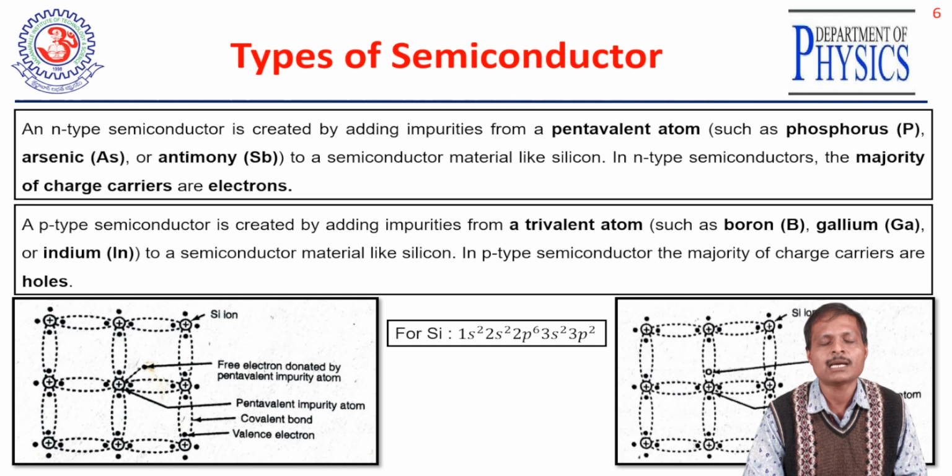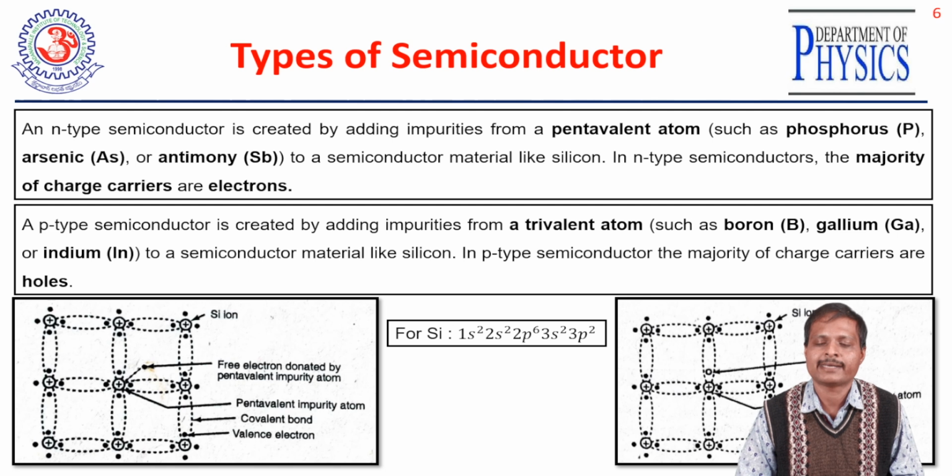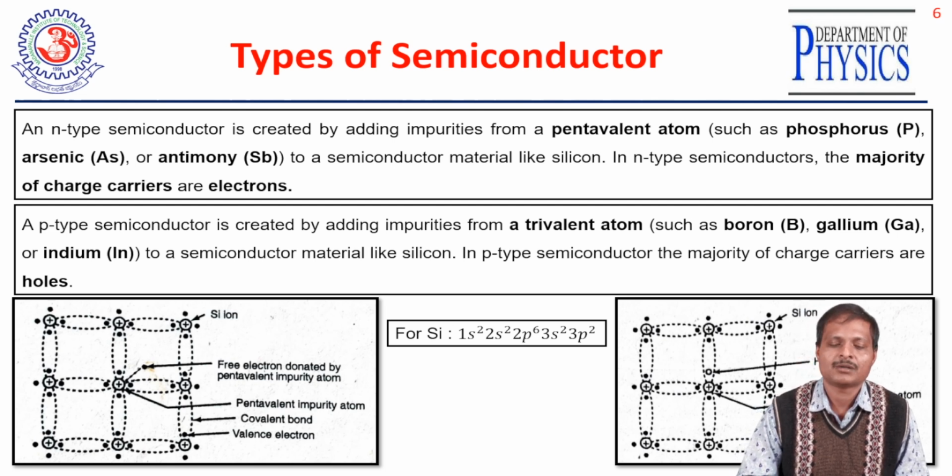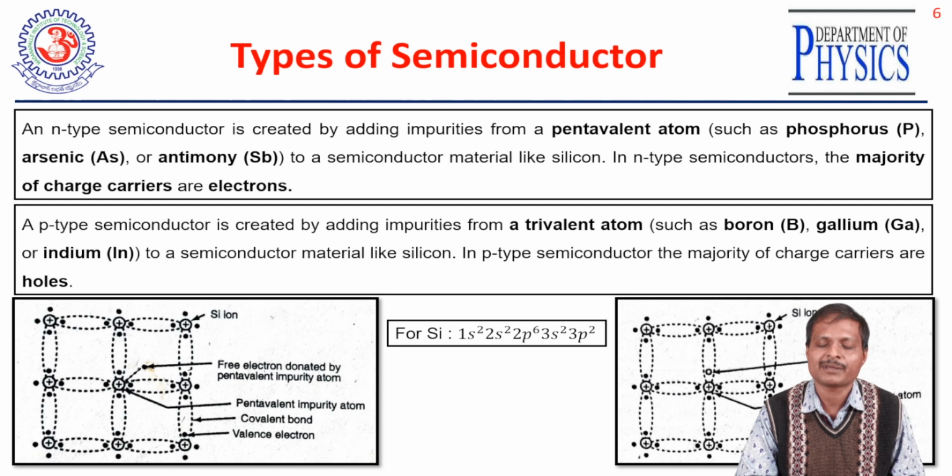Similarly, for the P-type semiconductor, what is happening? A P-type semiconductor is created by adding trivalent impurity atoms. Trivalent atoms are like boron, gallium and indium. Whenever you dope the semiconductor with a trivalent impurity atom, its three electrons will make covalent bonds with 3 of the Si electrons, but the other bond remains non-bonding. As a result, that will form a hole.